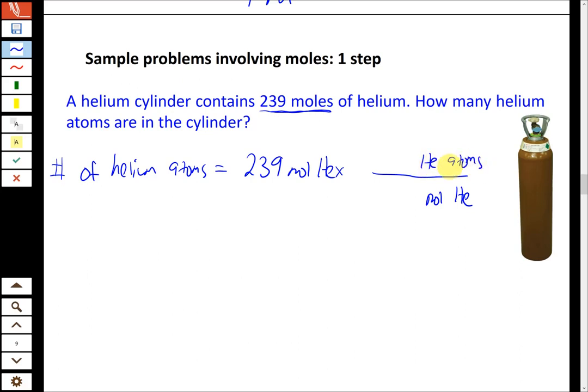It's important and helpful to write out the units when you do these types of problems so that we know: do I multiply by Avogadro's number, or divide by Avogadro's number? If you're just writing out the numbers, which I know some of you do, it's sometimes hard to keep track of whether you should multiply or divide. But if we write it out this way, we know we need moles to cancel out. The definition of a mole is 6.02 times 10 to the 23rd things, in this case atoms, in 1 mole, so we multiply by it. That comes out to 1.44 times 10 to the 26th helium atoms.